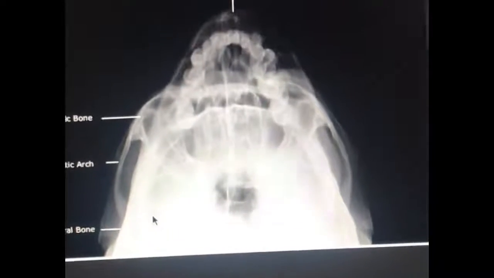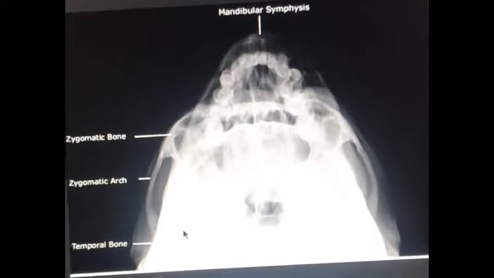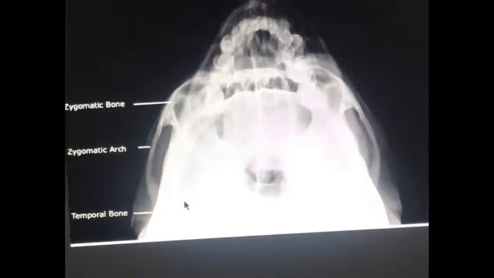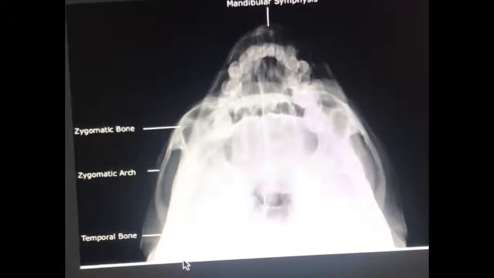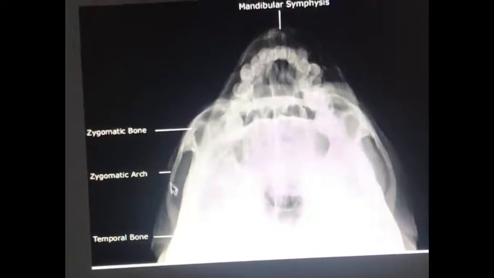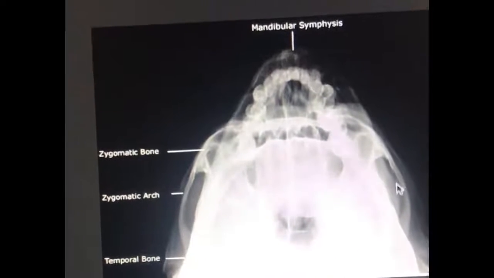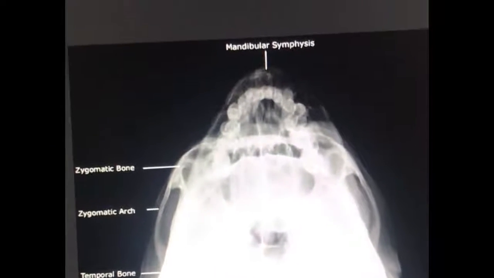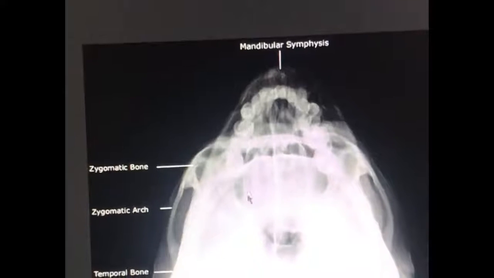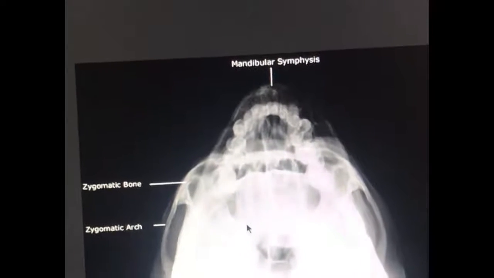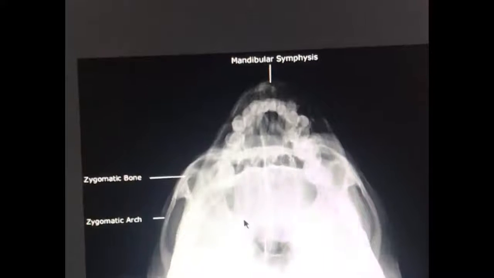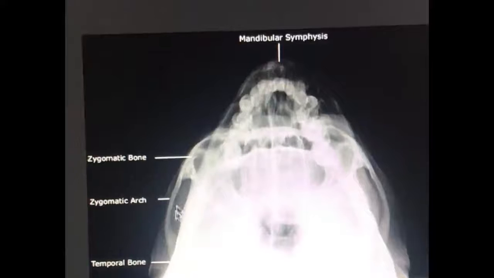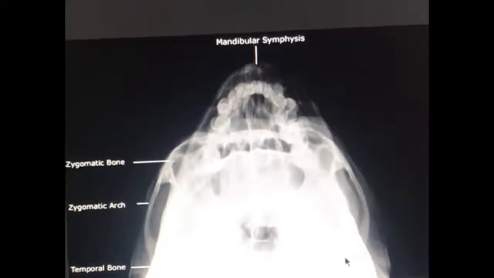So the evaluation criteria for your SMV or your submental vertex view of the zygomatic arches: in terms of rotation, no rotation is evident when you are able to see your zygomatic arches bilaterally. In terms of positioning, there is adequate positioning when you are able to see that the mandibular symphysis is superimposed with the frontal bone. In terms of your exposure, you should have sufficient contrast and density so that you are able to see the zygomatic arches on both sides of the face.